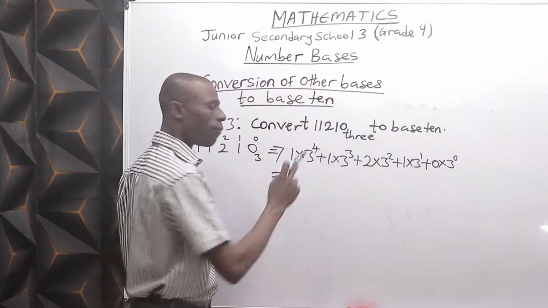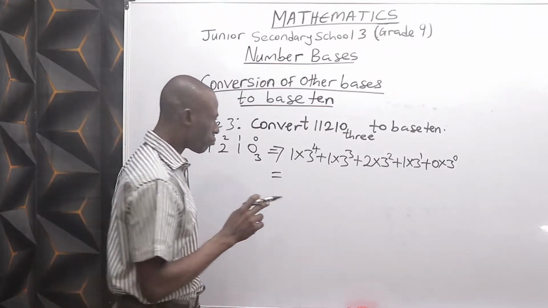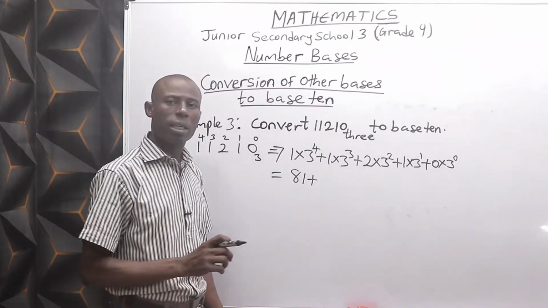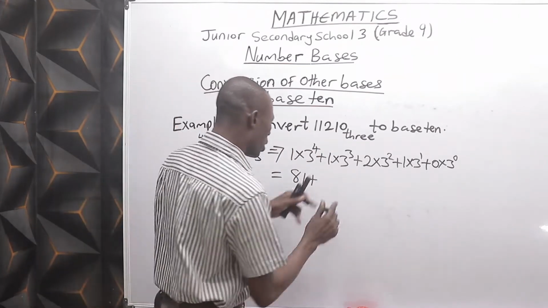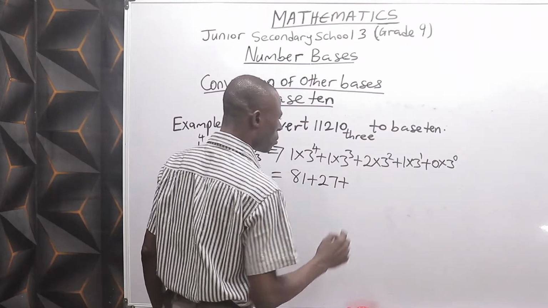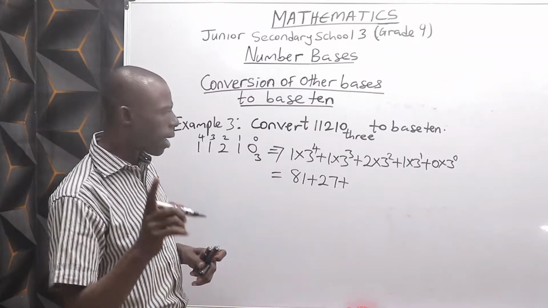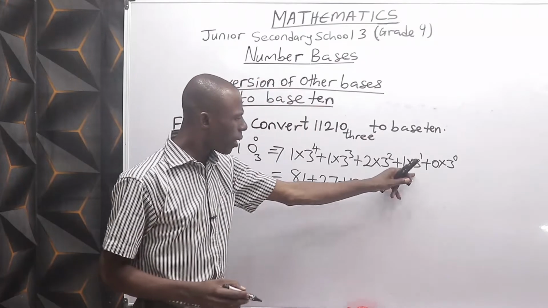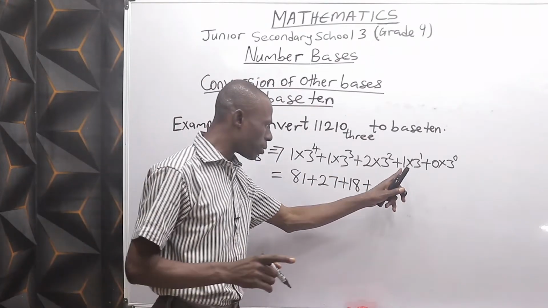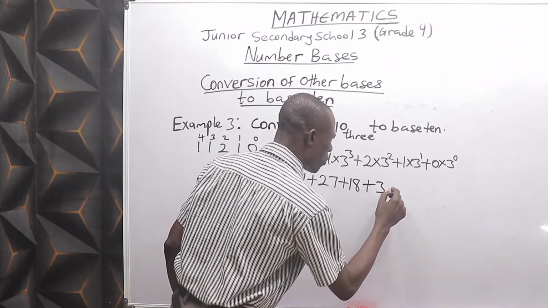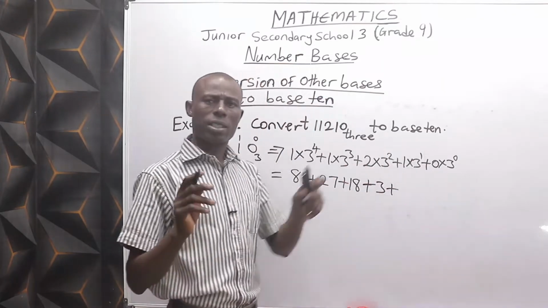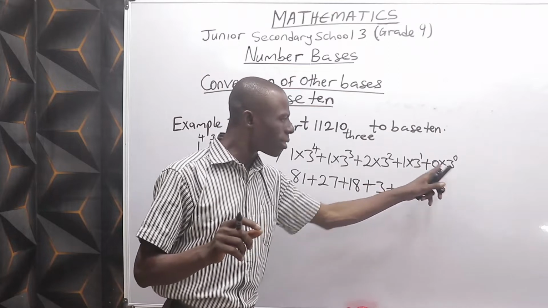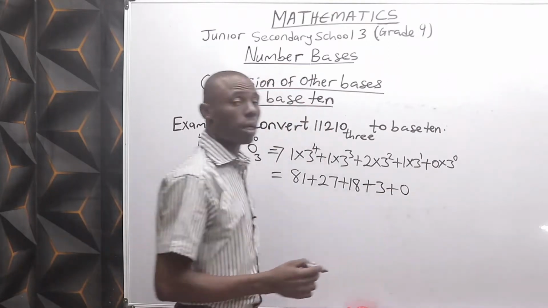So 3 raised to power 4 is 81. 81 times 1 is 81 still. 3 raised to power 3 is 27. 27 times 1 is still 27. Plus 3 raised to power 2 is 9. 9 times 2 gives 18. Plus 3 raised to power 1 is 3. 3 times 1, that is 3. Plus 3 raised to power 0 is 1. Don't forget anything raised to power 0 is 1. That 1 times 0 still gives us 0.